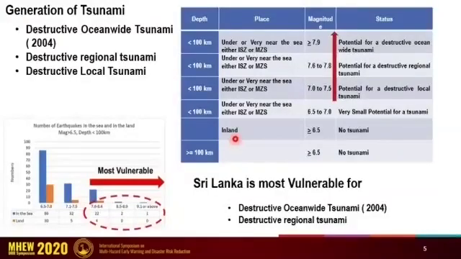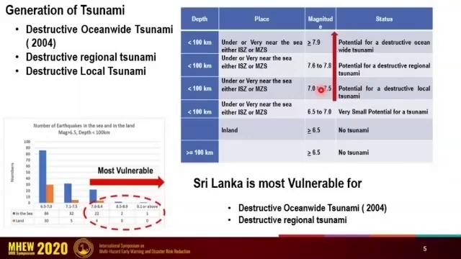Now we look at the generation of tsunamis. There is a possibility to generate three kinds of tsunami. One is the destructive local tsunami, which does not much affect the region, only local impacts. The other one is the destructive regional tsunami. And the most dangerous one is the destructive ocean-wide tsunami. A good example is the 2004 tsunami. So these are the possible magnitude ranges.